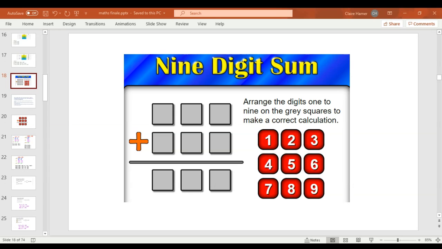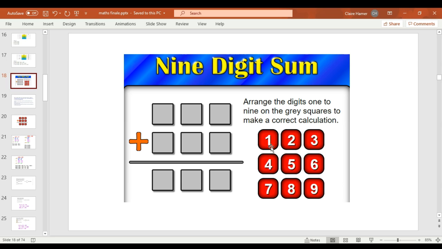On screen you can see the start task, so you will need your pencil and paper for this, and you will need to set up this column method grid on your piece of paper. You don't need to draw the boxes, but basically all you need to do is to use the digits 1 to 9, once each. You need to pop them into position and see if you can make it work.